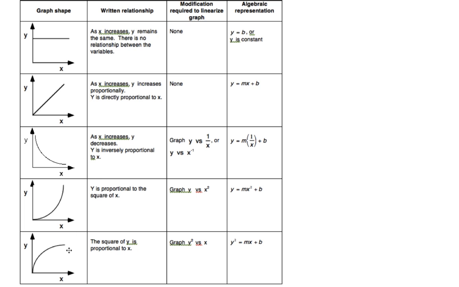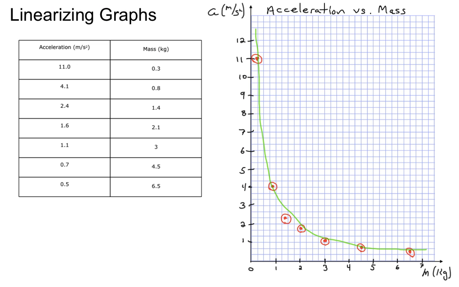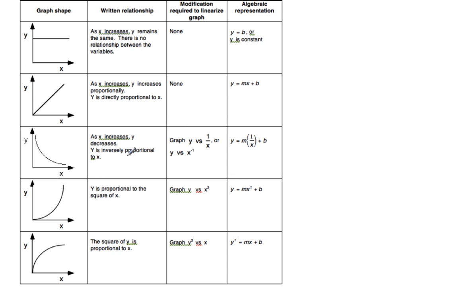Of these three shapes down here, the one that our graph looks like is a lot like this. As x increases, y decreases, such that y is inversely proportional to x. Again, if you look at this shape, it pretty closely matches what I'm seeing over here. So to find out if indeed this relationship is an inverse, which we don't really know yet, but it looks like it might be, we could try linearizing the data.